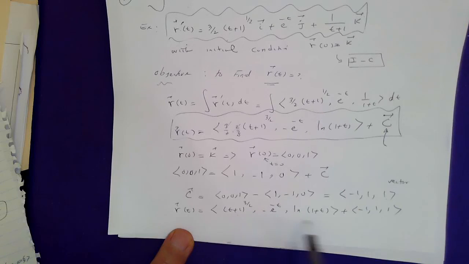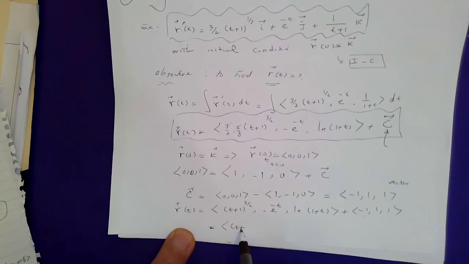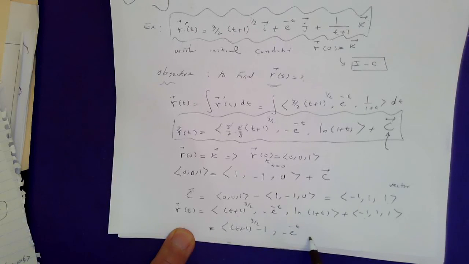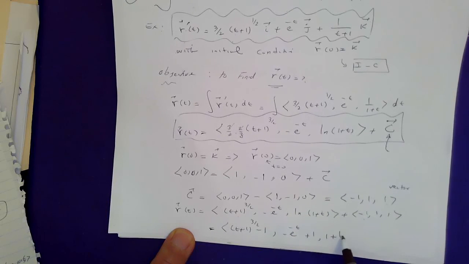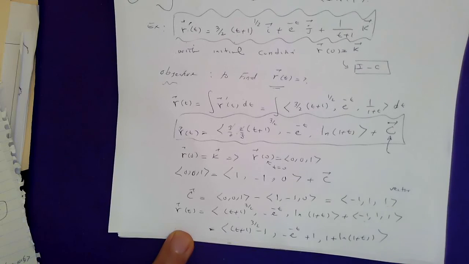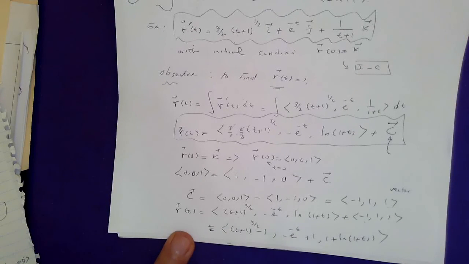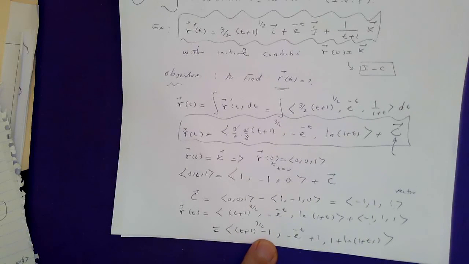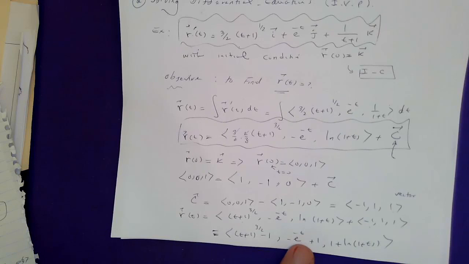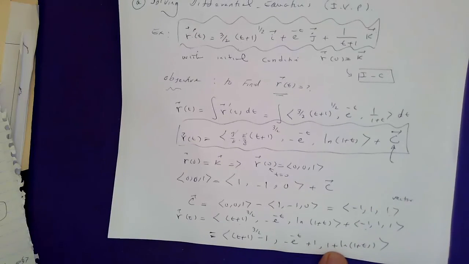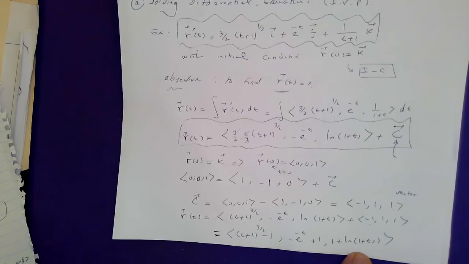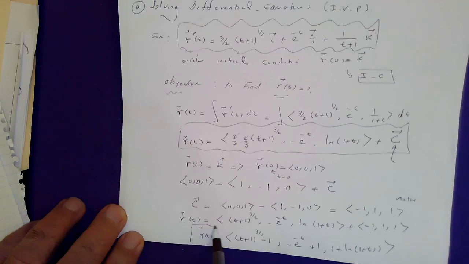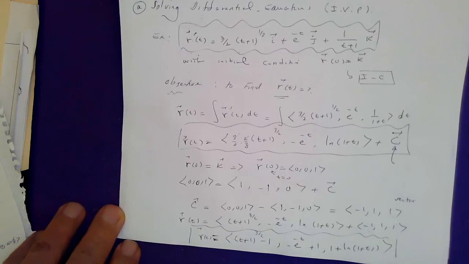How do you add two vectors? You add the x components. So this is (t+1)^(3/2) - 1, comma, -e^(-t) + 1, comma, 1 + ln(1+t). But the final answer is still a vector. In other words, you can write the answer as ((t+1)^(3/2) - 1)i + (-e^(-t) + 1)j + (1 + ln(1+t))k, if you like to write the final answer as a linear combination of the special unit vectors i, j, k.